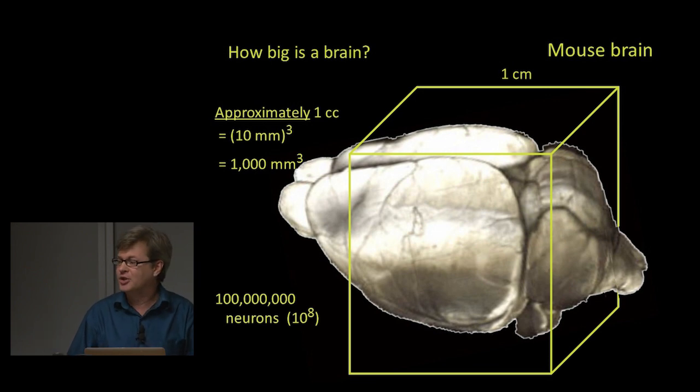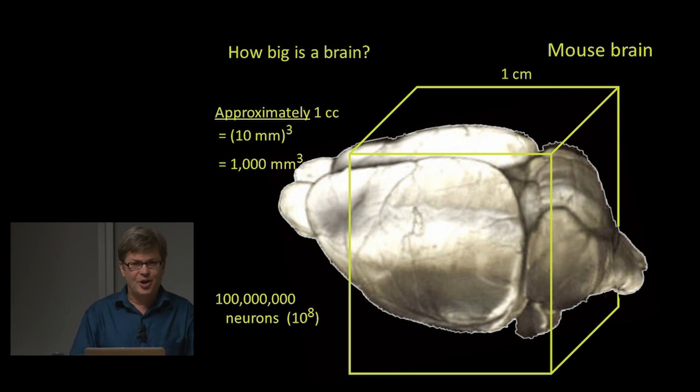We study mice because we have genetic access to mice. We can breed them up quickly. We can put proteins into mouse brains that allow us to study them. But the other useful fact about studying a mouse brain is it's 10 times smaller linearly, 1,000th the size in terms of the number of neurons.